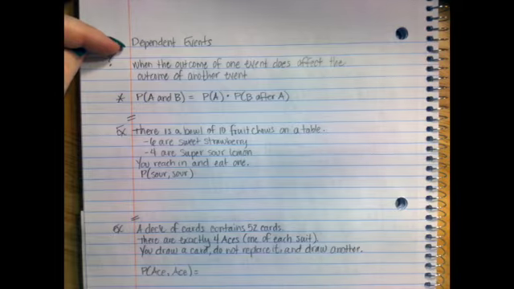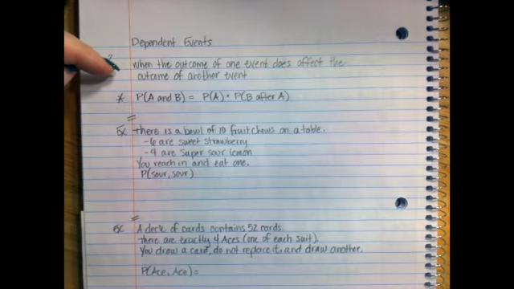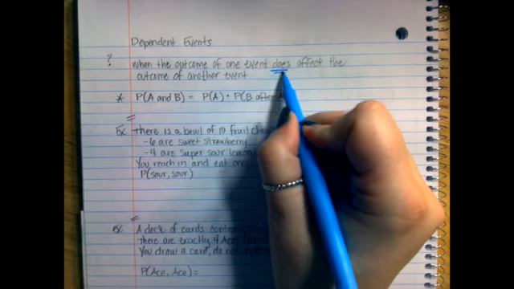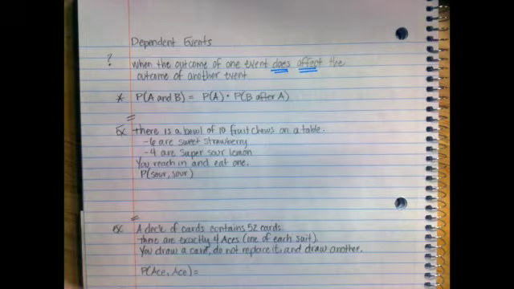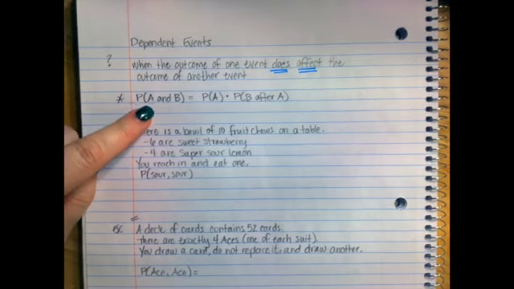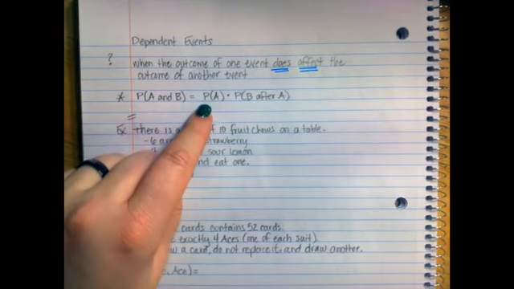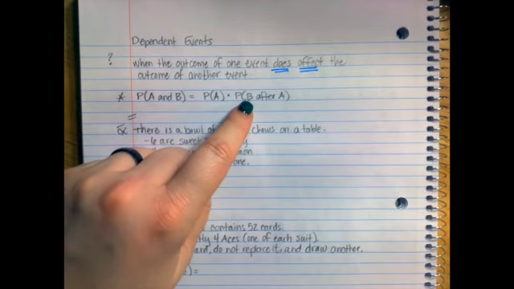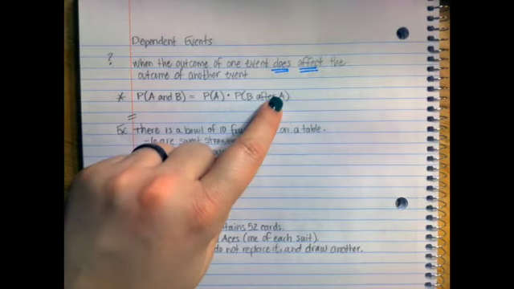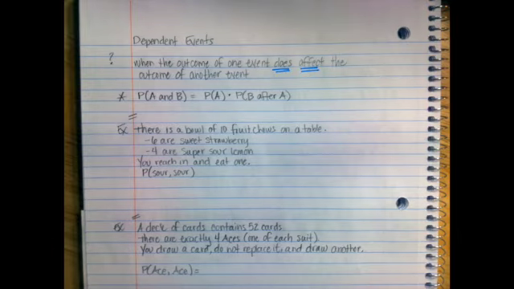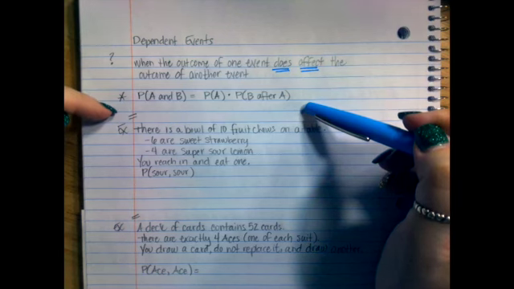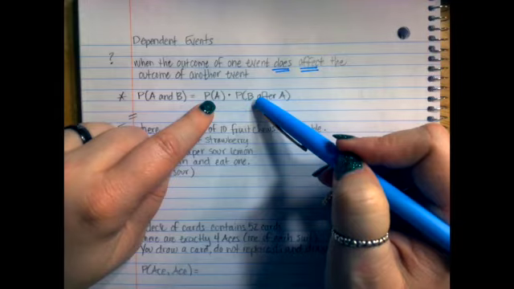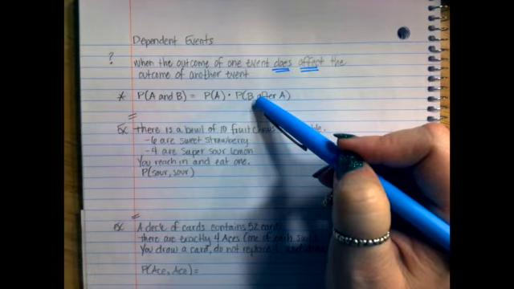All right, this tutorial is about dependent events. What is that? That's when the outcome of one event does affect the outcome of another. So if we have the probability of event A followed by B, you find the probability of event A and you take it times the probability of event B after A is performed. In other words, when it's a dependent event, whatever happens with A affects B, in that you are not replacing whatever it is you're drawing or taking.